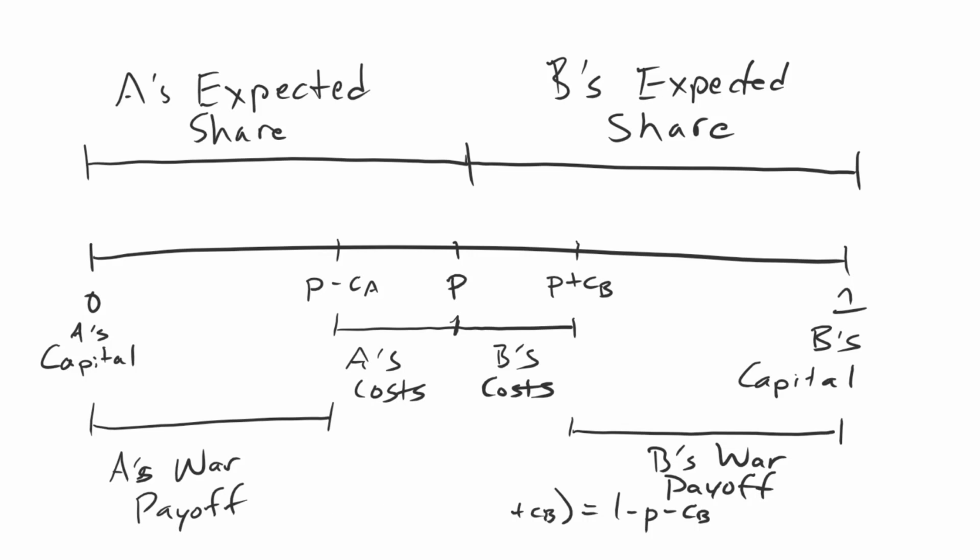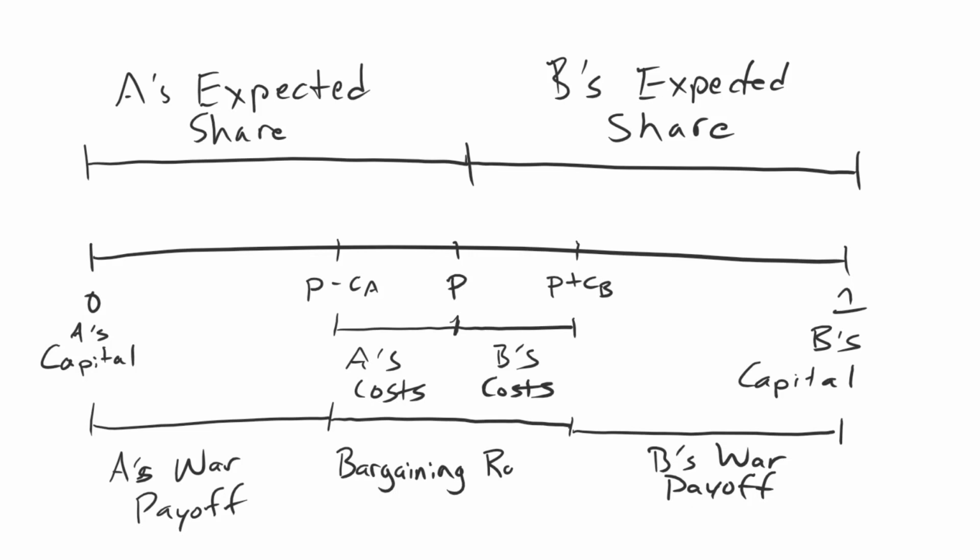But now that we've represented B's war payoff as everything to the right of P plus CB, we now know that everything to the left is a settlement that B prefers to war. You'll notice that there's a gap in between. This value right here is what we call the bargaining range. Why is that? Well, any one value within that bargaining range is going to be mutually preferable to war.